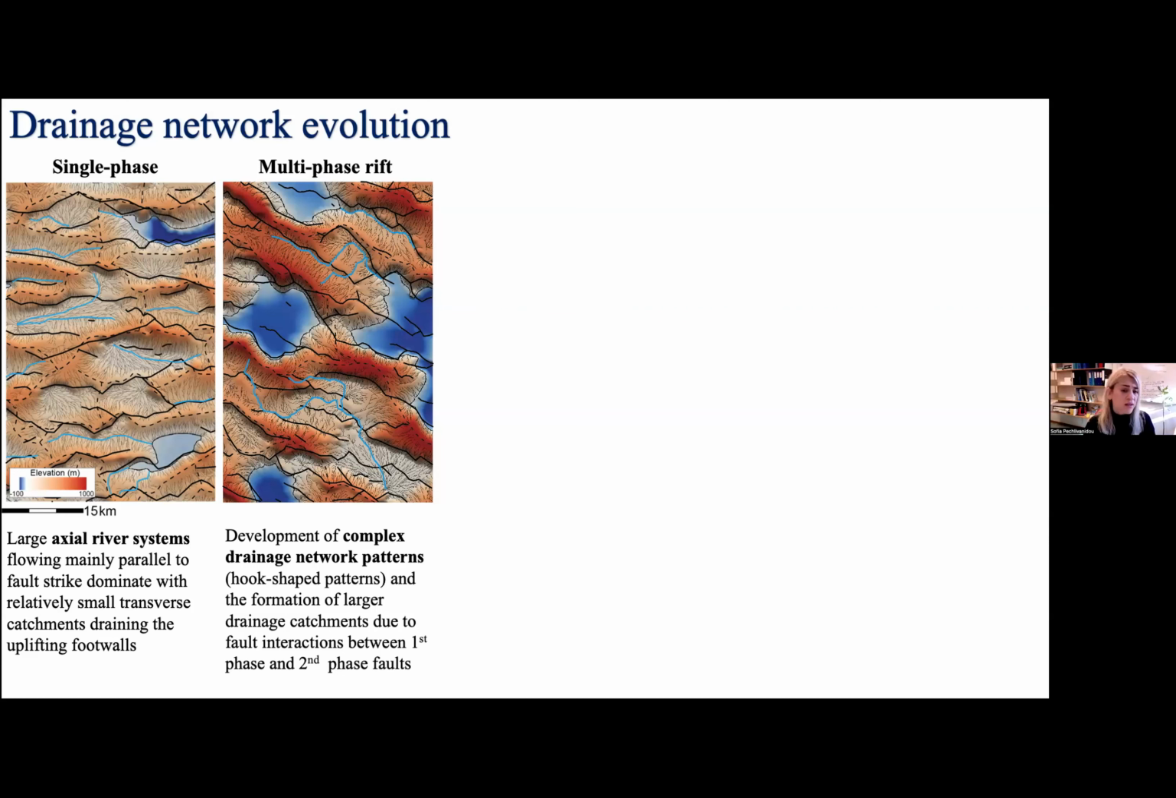In contrast, in the multi-phase rift, we see the development of more complex drainage network patterns due to the linkage of the reactivated first and second phase faults. You can see these characteristic hook-shaped drainages here and here. And overall, we see the formation of larger drainage catchments compared to the single phase rift, like this catchment, for example.